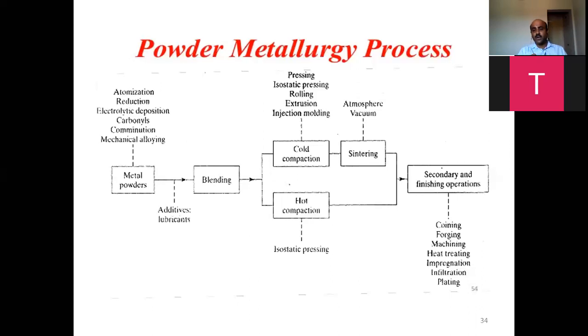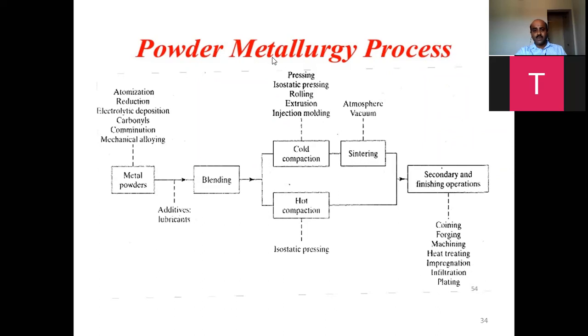So when you have a hot compaction, there will be no requirement of a sintering process. When you have only a cold compaction, look here. When it has been cold compacted, sintering through atmospheric or vacuum, so you go to sinter it, means you heat the metal powders to less than their melting temperature. And if hot compaction has been done, no question of sintering, directly it will go to the secondary and finishing operation.